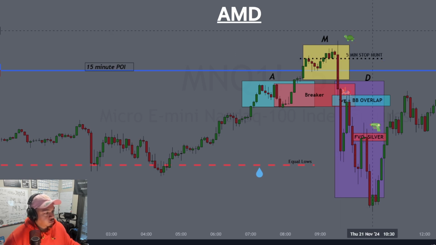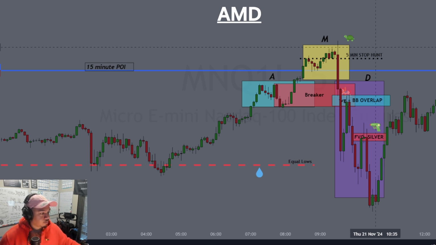So for a turtle soup, what you're going to be looking for is a higher time frame level to be run. Then on the lower time frame, another run of liquidity. So the 15-minute point of interest was a run on liquidity of the 15-minute time frame, potentially also the hourly time frame. If you look, that level is higher than just 15 minutes. And then for this lower time frame right here, we had a run on a 5-minute time frame.